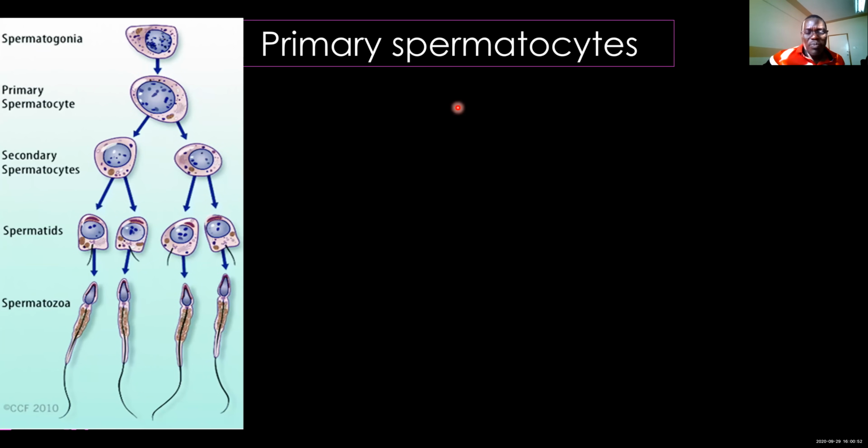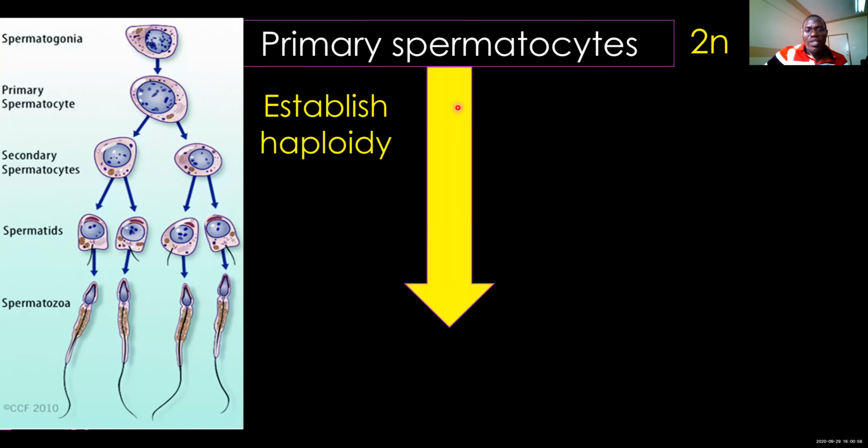Now let's look at step 3 of gametogenesis. This is the step that gives us haploid cells. As we already know, for you to form haploid cells, you'll just subject the cells to meiosis. So meiosis will give us haploid cells. How do we do this?